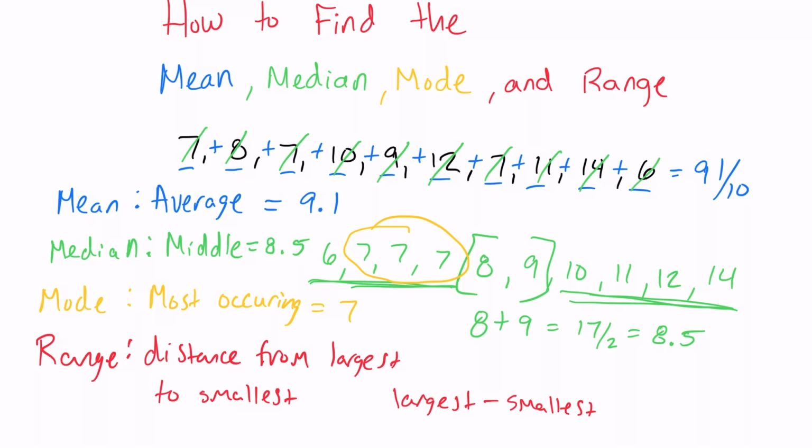So having my terms in order, I can easily see my largest number here is 14. My smallest number is 6. So we do 14 minus 6. And 14 minus 6 should give me 8. And I know my range thus is 8. And now I have found my mean, my median, my mode, and my range.